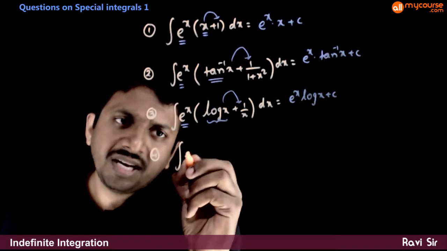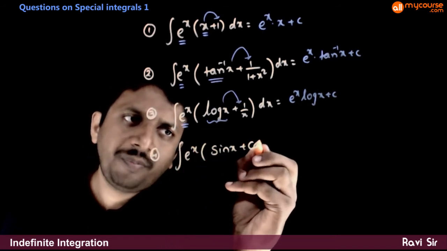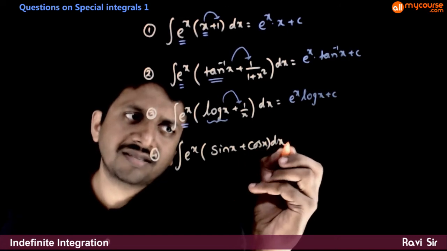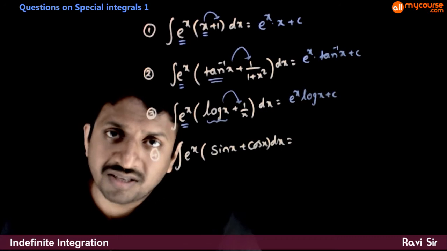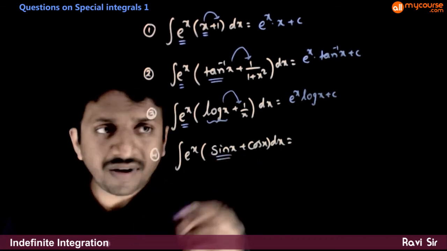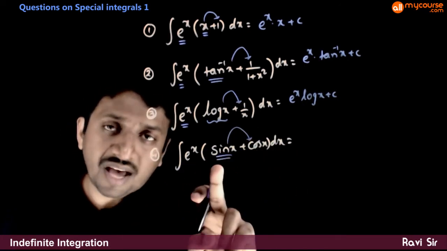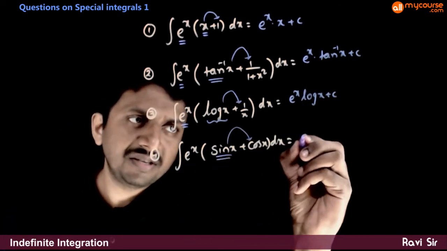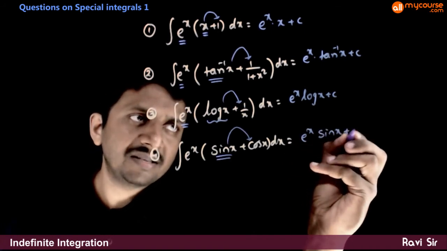So if you have integration of e^x times (sin x + cos x) dx. So what is the answer here? If you take sin x as your function, the differentiation of sin x is cos x. So f(x) plus f'(x). So e^x times sin x plus c.